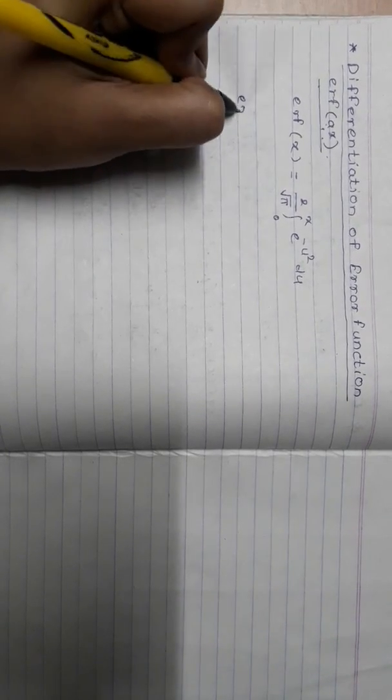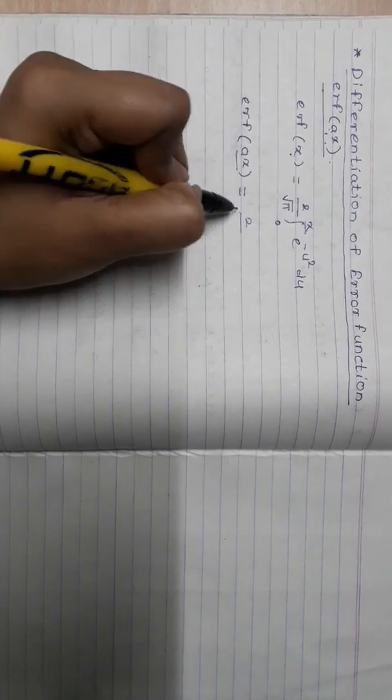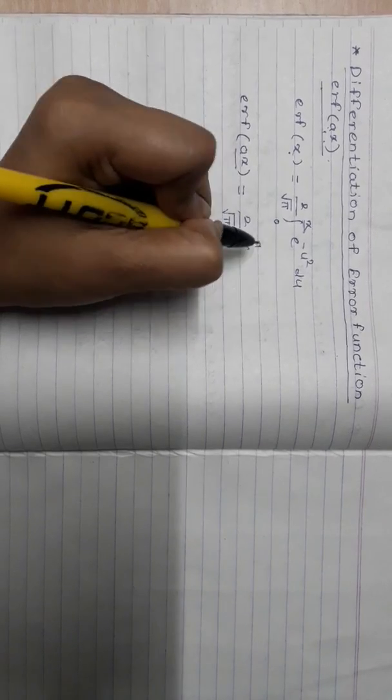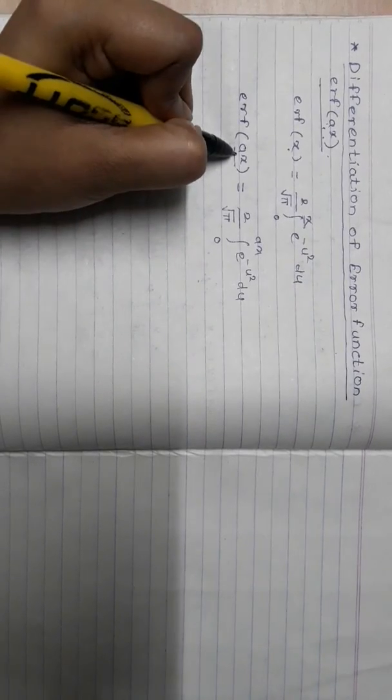Note that the definition of the error function of x is equal to 2 over root pi, integral 0 to x of e raised to minus u square du. Using this definition, I want to find the definition of the error function of ax. Now, x here and the upper limit is also x, so in that case ax is here. So the upper limit is going to be ax and all other things will remain the same. Whatever function appears here, the same function will appear as an upper limit for the integral, right?